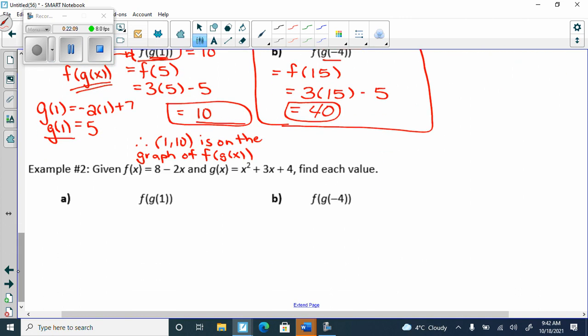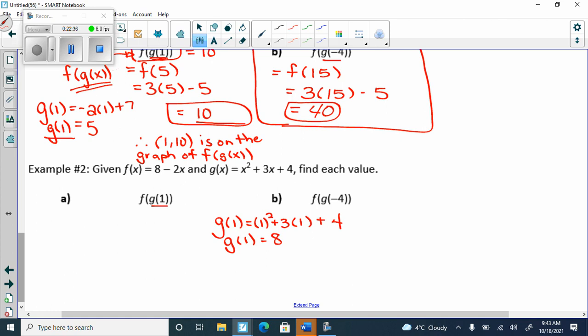Now this one, we would have to just do the same thing. g of 1 is what? Off to the side. g of 1 equals 1 squared plus 3 times 1. g of 1 equals 1 plus 3 plus 4, which is 8. So we now just found one coordinate on g of x. It's (1, 8). Great, lovely.